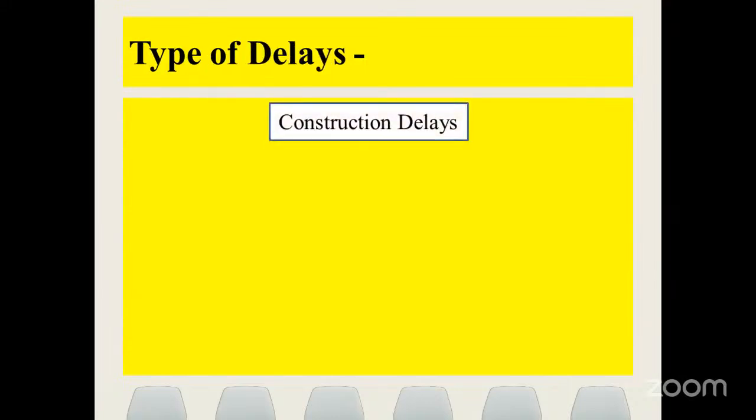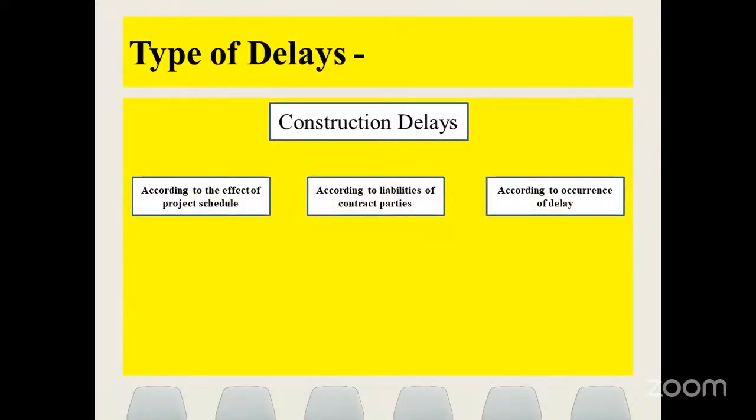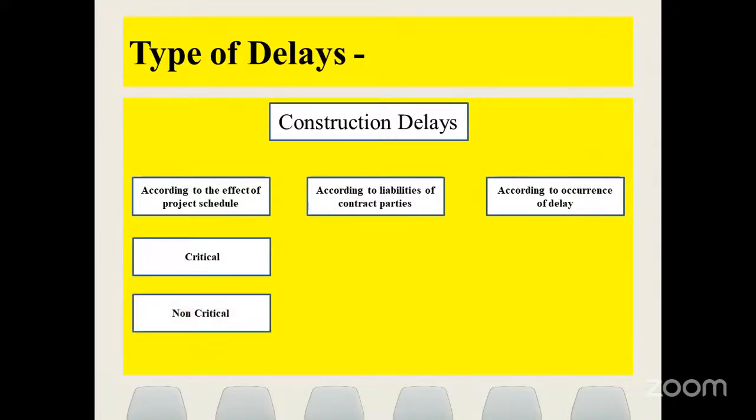And types of delay, construction delays are mainly three types. We segregate according to the effect on project schedule, according to the liabilities of contract parties, and according to the occurrence of delay. So the first one, we always discuss what is critical delay and what is not critical delay. We mainly focus on critical activities. So I repeatedly told you, you should decide what is critical and what is non-critical from a project management point of view or your project point of view.